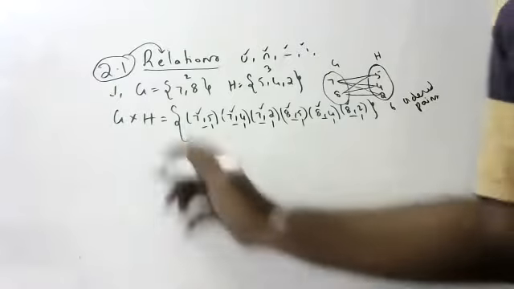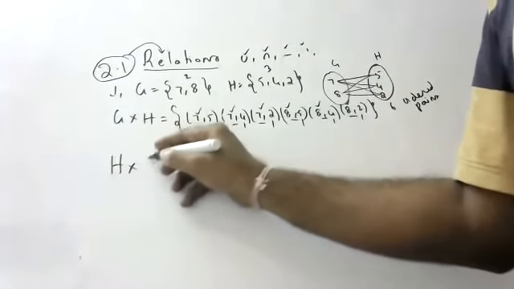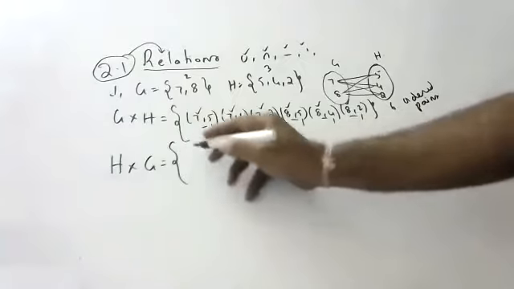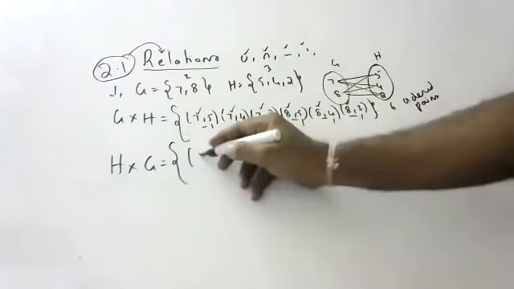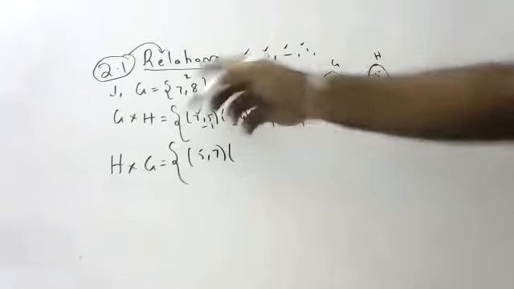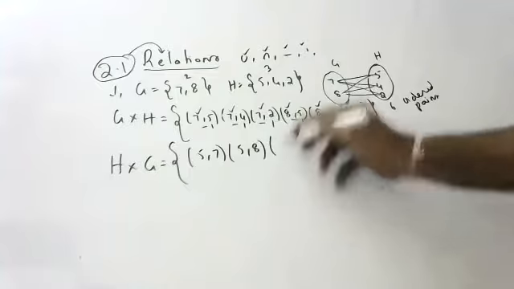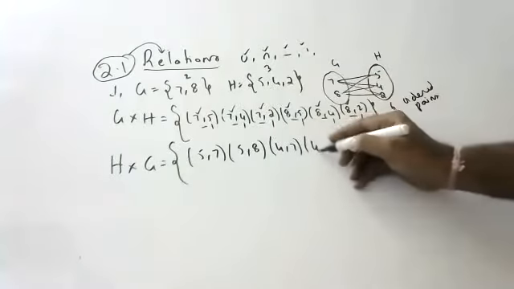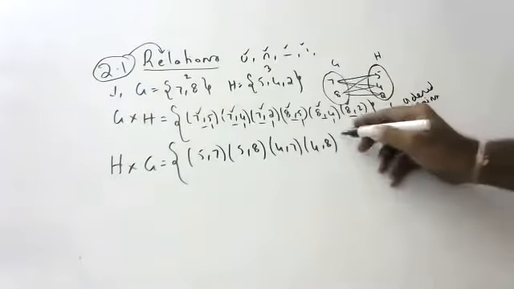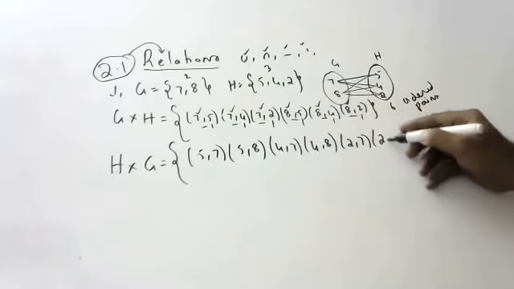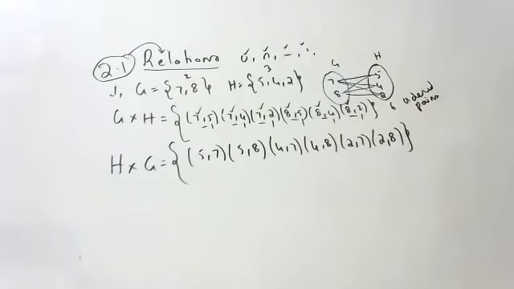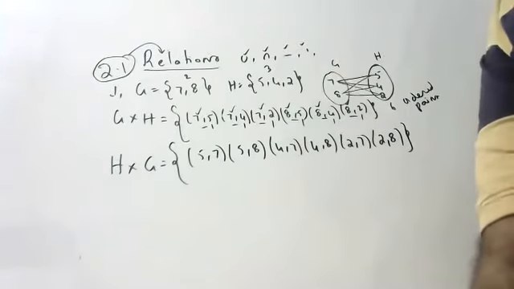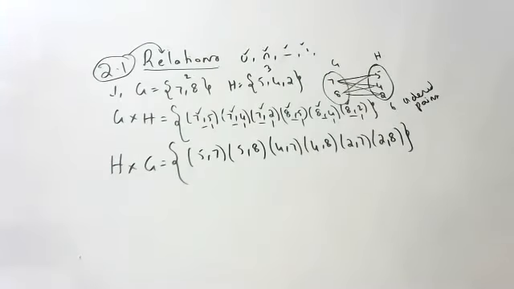Now they are asking you to find H cross G. H cross G means (5,7), (5,8), (4,7), (4,8), (2,7), (2,8). That's all, children. This is called cross. Very easy. You have already studied union, intersection, minus, complement, all those things.